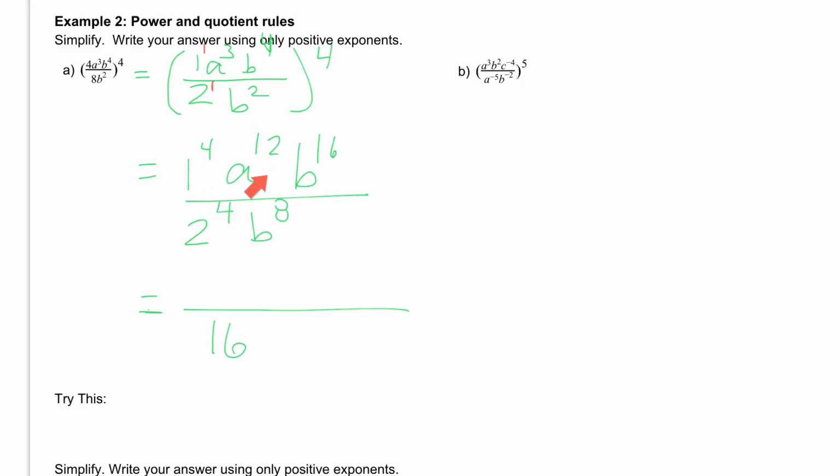Our a to the 12th on the top, there's no other a anywhere in the problem to simplify it with. So since it's our only one, it's going to stay there. Then if we take a look at our b, we have a b to the 16th on the top and a b to the 8th on the bottom.